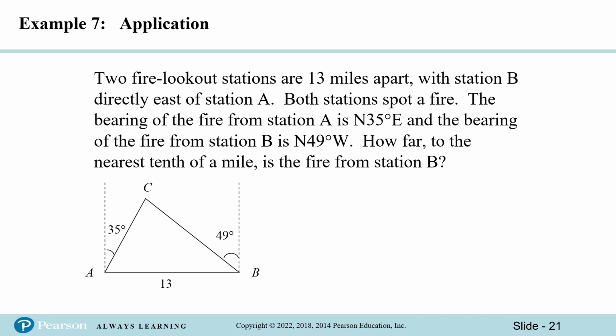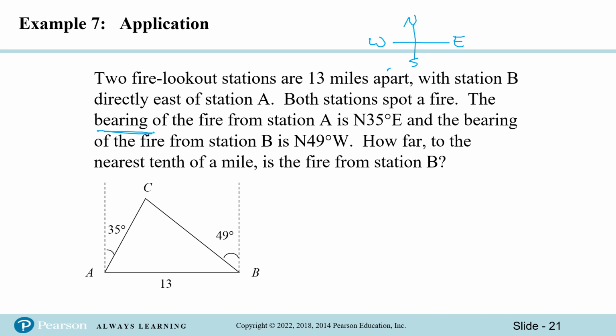An application. 2 fire lookout stations are 13 miles apart, with Station B directly east of Station A. Okay, so we have north, south, east, west. Both stations spot a fire. The bearing, remember the bearing? It's the number of degrees to the north-south line.